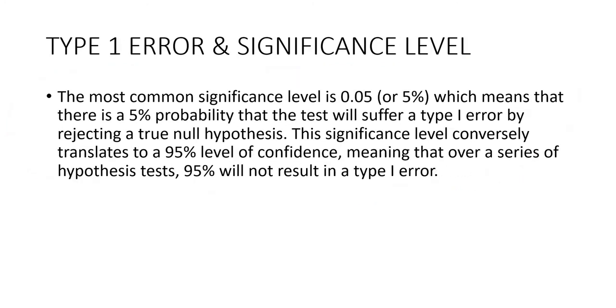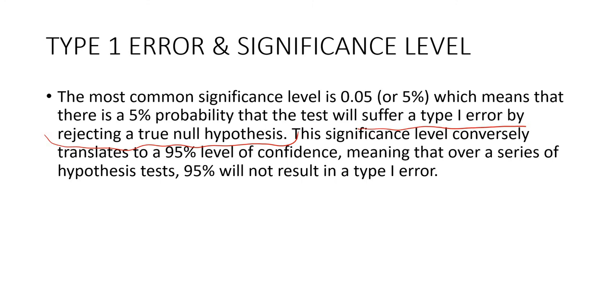Now, type 1 error and significance level. What is this type 1 error? You are familiar with the type 1 error. We have videos for type 1 error, type 2 error, everything. The most common significance level is 0.05 or 5%, which means that there is a 5% probability that the test will suffer a type 1 error by rejecting a true null hypothesis. You understood? Only 5%.